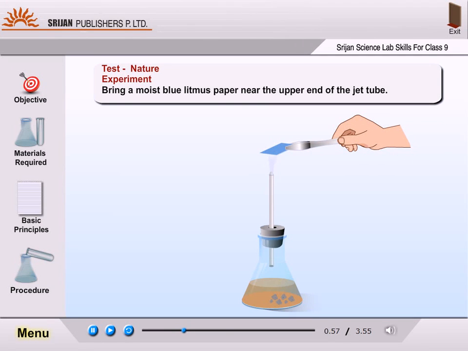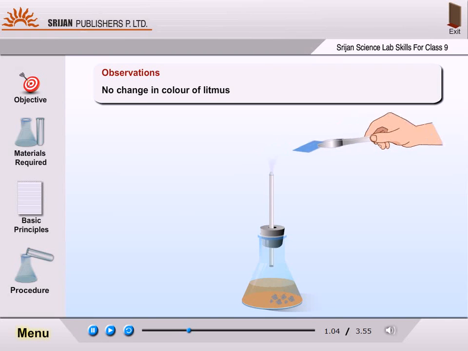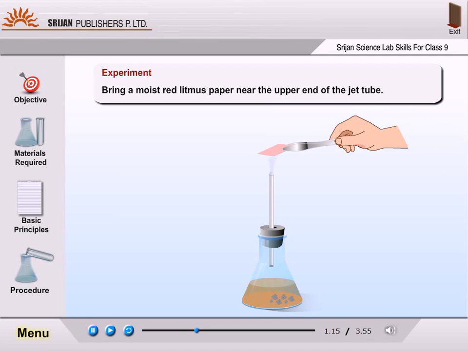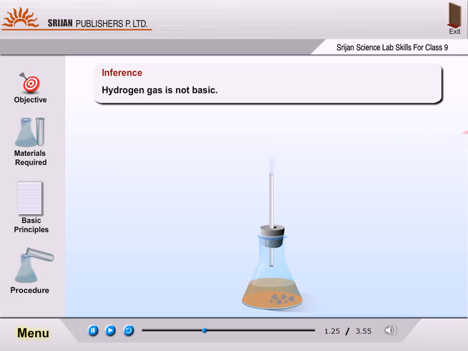Bring a moist blue litmus paper near the upper end of the jet tube. No change in color of litmus. Hydrogen gas is not acidic. Bring a moist red litmus paper near the upper end of the jet tube. No change in color of litmus. Hydrogen gas is not basic.